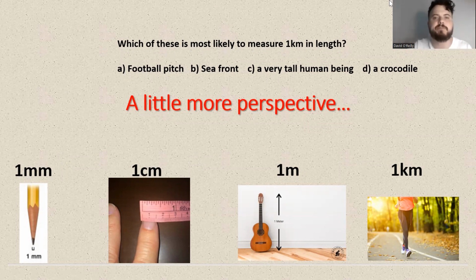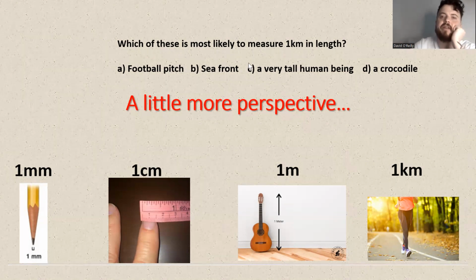Okay, let's do some deductions again. Now, we know 1 kilometer in length is about the size of a 10-minute walk. So it's quite a long distance. So I know that there is no human being in the world that, if they were lying down on the floor, you would walk for 10 minutes and not be able to get from the bottom of that human to the top of the human. It wouldn't happen. No human, even the tallest human, can be longer than a distance of a 10-minute walk. So let's get rid of that one.